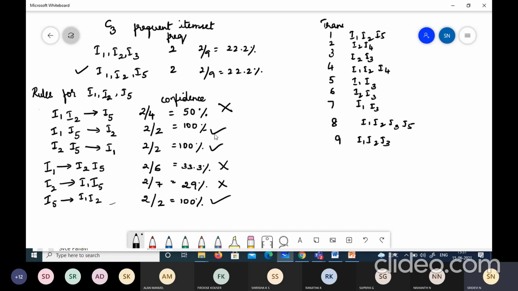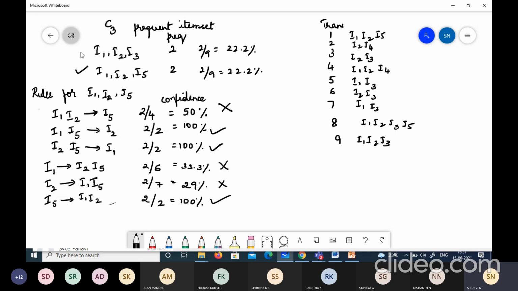What are the 3 rules we have got? The person who buys I1, I5 also tends to buy I2, and the person who buys I2, I5 can also buy I1, and the person who buys I5 alone will also tend to buy I1, I2. These 3 rules hold good here for this particular combination. In the same way, I1, I2, I5 I took, and I have done this.